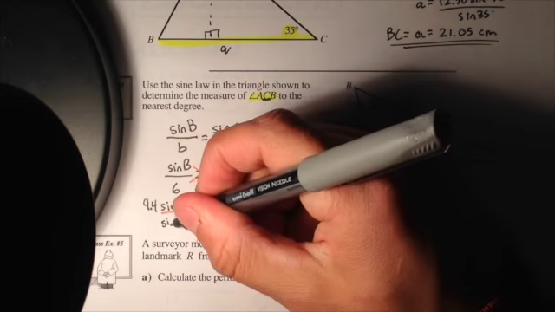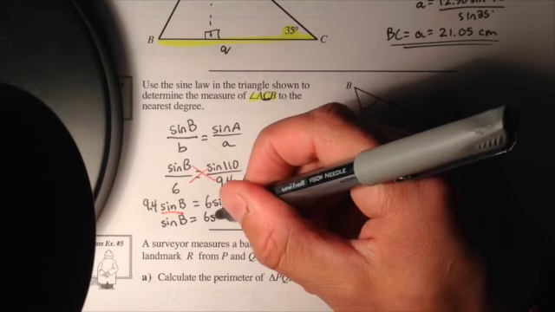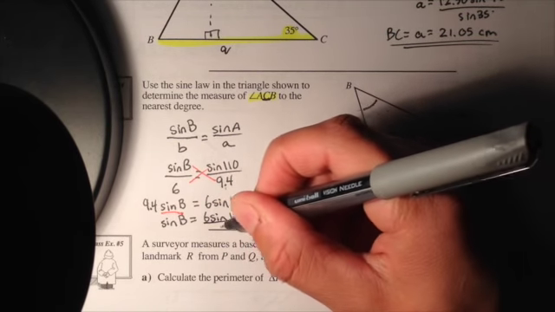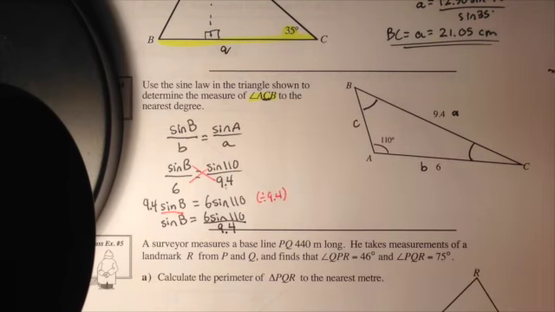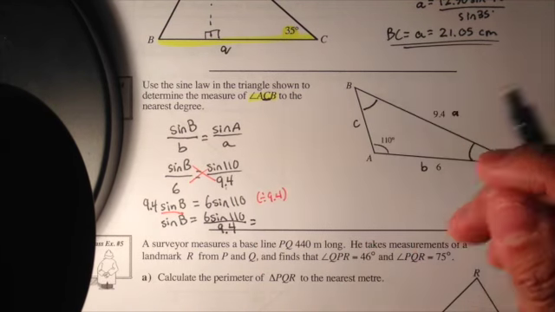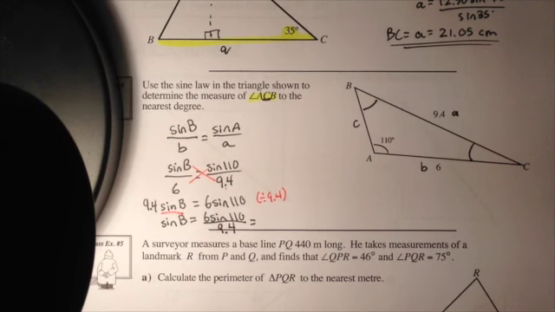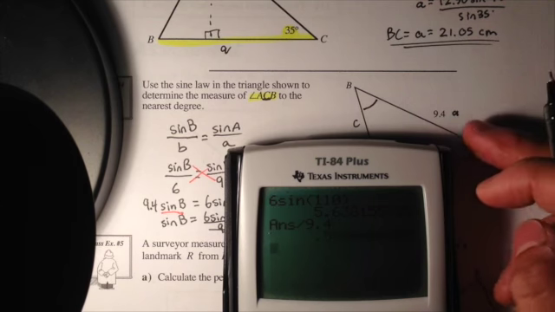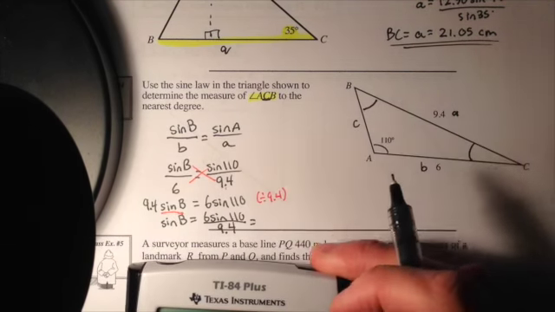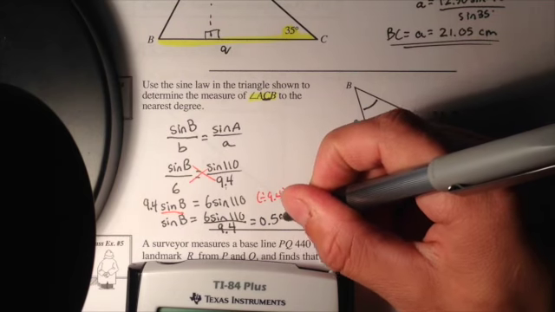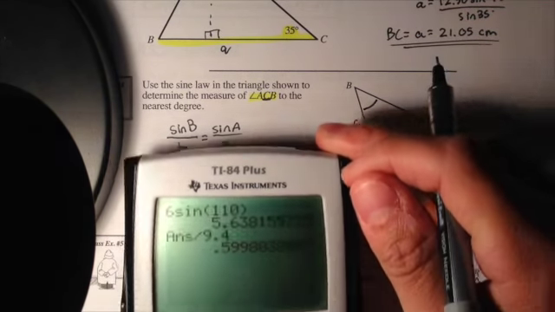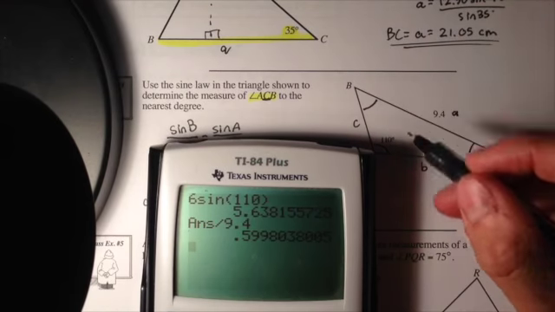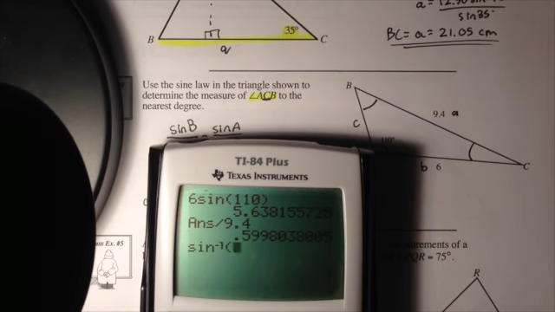And so sine B is going to equal 6 sine 110 divided by 9.4. When you plug that into your calculator, you get 0.5998, so I'm just going to round that to 0.5998. But I'm looking for my angle, this angle B right here, so I'm going to go second function sine in order to find the angle.